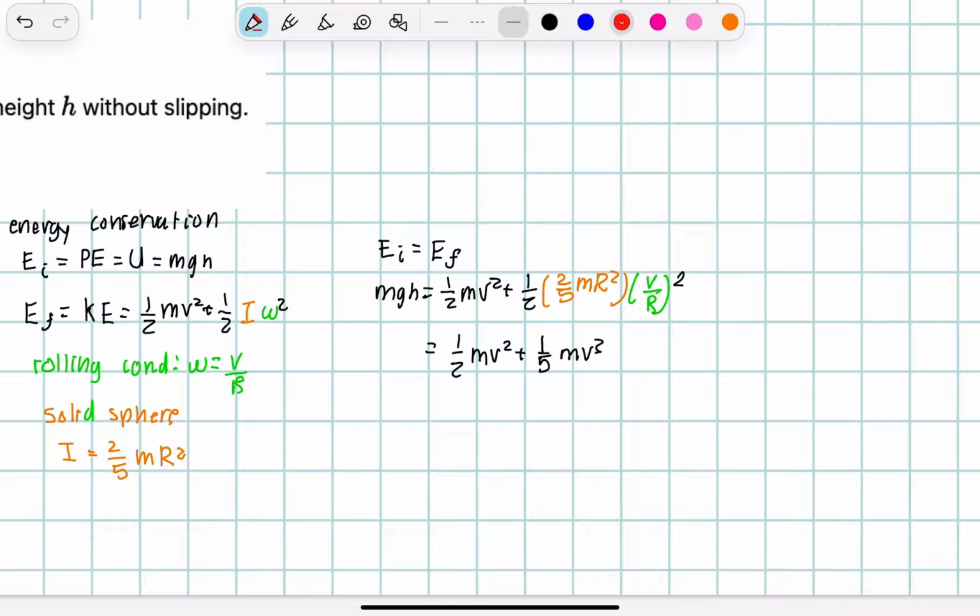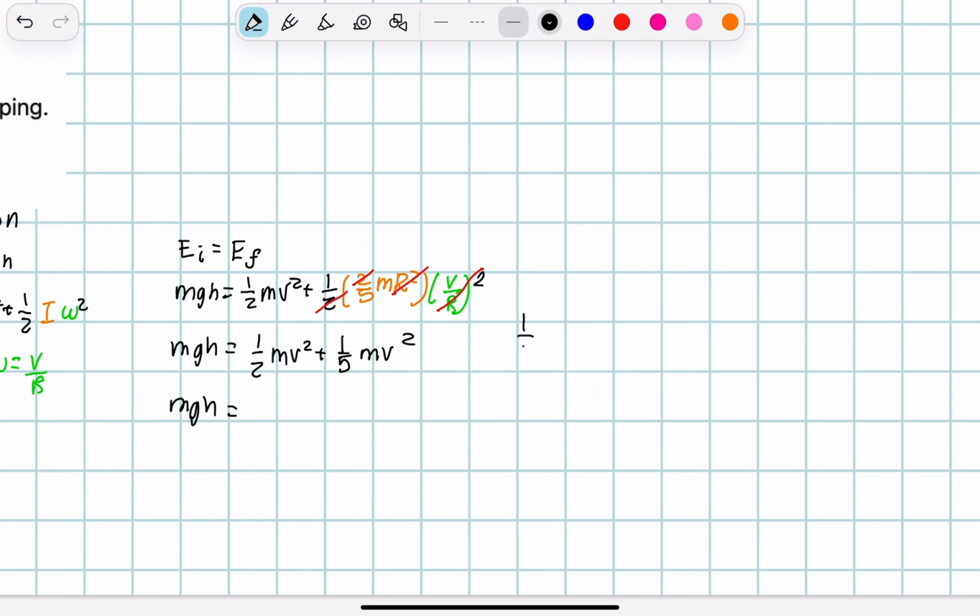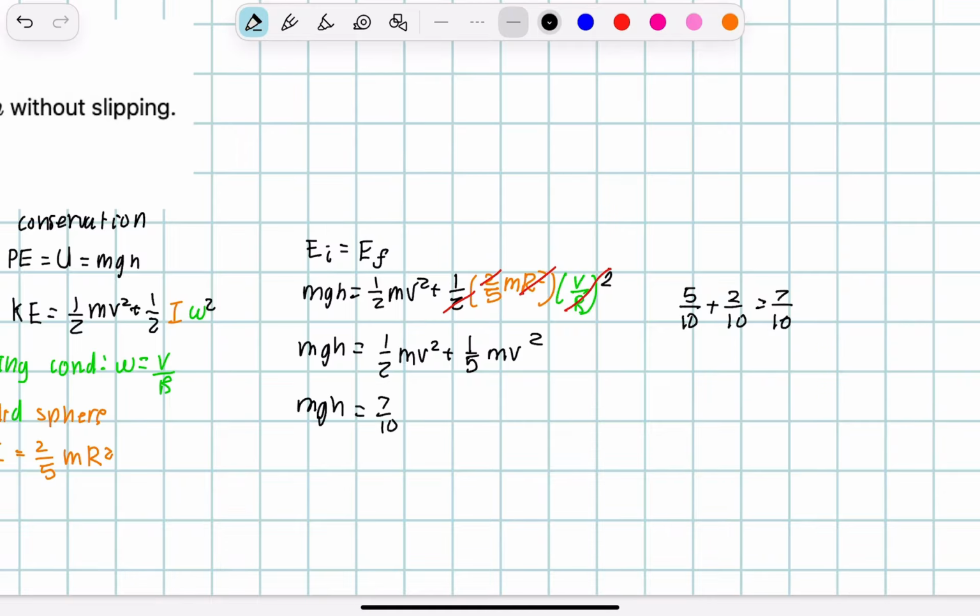Now, if we simplify this algebra down, we have 1/2 mv squared plus 1 over 5 mv squared. The 2 cancels out, and the r squared cancels out, and then you just have this v squared. That's just mgh. Now let's combine these two fractions. How can we get a common denominator? 1/2 is basically the same thing as 5 over 10, and 1 over 5 is the same thing as 2 over 10. So that's just 7 over 10. That's going to be 7 over 10 mv squared.